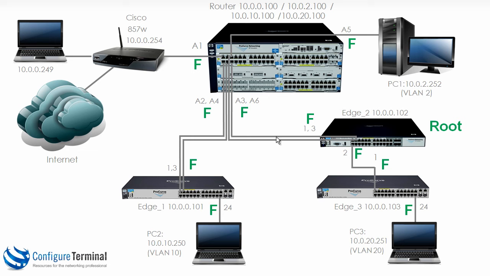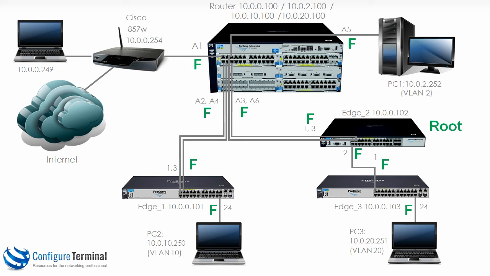It's important to realize that these links, even though they're two physical links, have been configured as a trunk. So there's actually one logical link here as well as over here. Ports A2 and A4 on the 5406 have been bonded together to form a trunk. The same is true on ports 1 and 3 on edge 1. So logically this is one link, and logically this is one link.